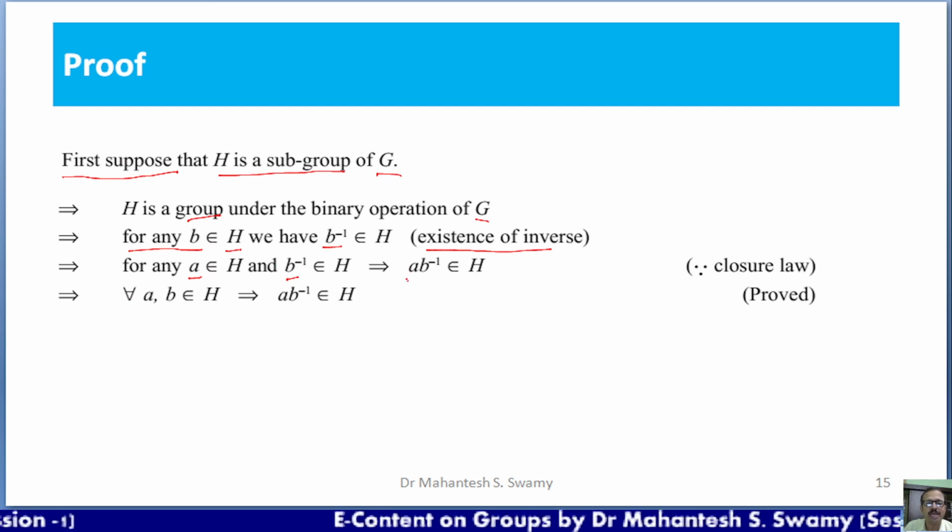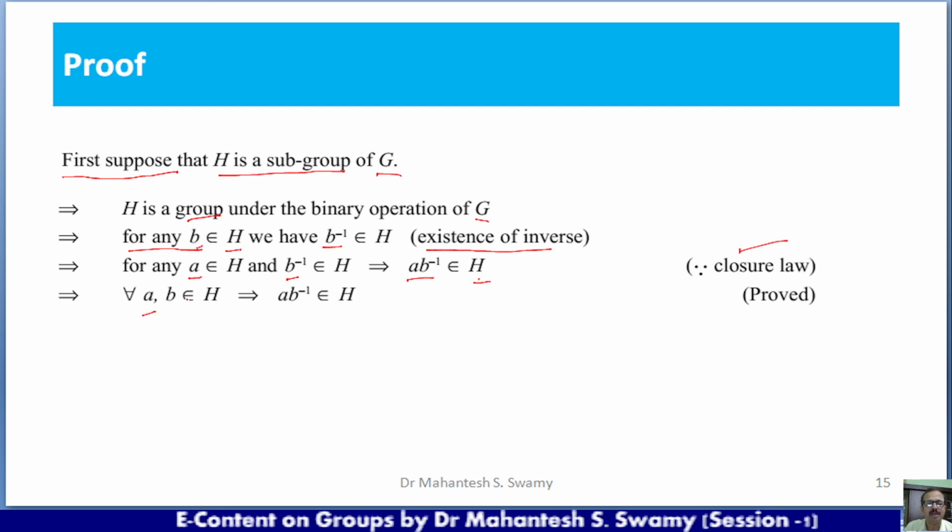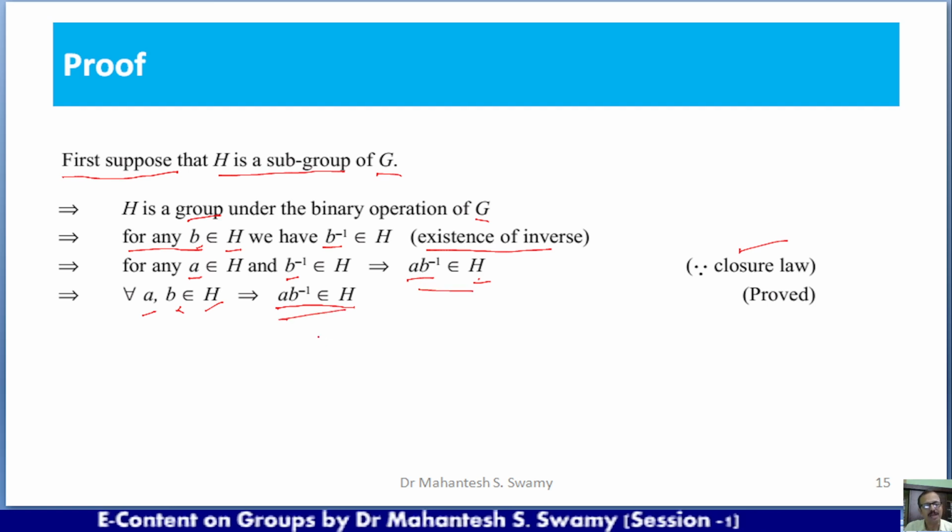Then their combination is also in H. That is according to the closure law. According to the closure law, A star B inverse, that is AB inverse, is also in H. So what we have proved, for any two elements A and B belonging to H, at the end we have proved this thing, AB inverse belonging to H. That is what we were asked to prove.